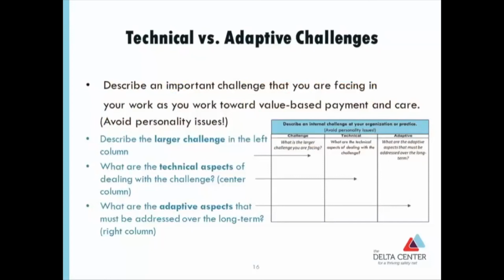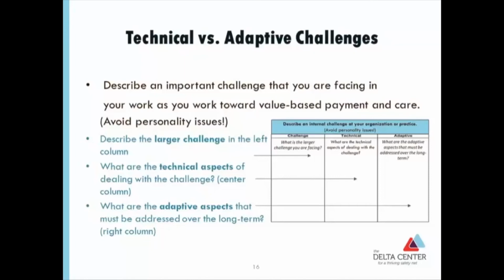So what we're going to do is, and you'll see the illustration here, in the left column of this spreadsheet, we want you to begin to articulate the challenge. Just let it go and write it down. What is the larger challenge that you're facing in your organization? And then break that down into the technical and adaptive, as I was doing before. What are the technical aspects of dealing with that particular challenge? So if you're going to employ a particular technical solution to try and deal with it, what would some of those things be?